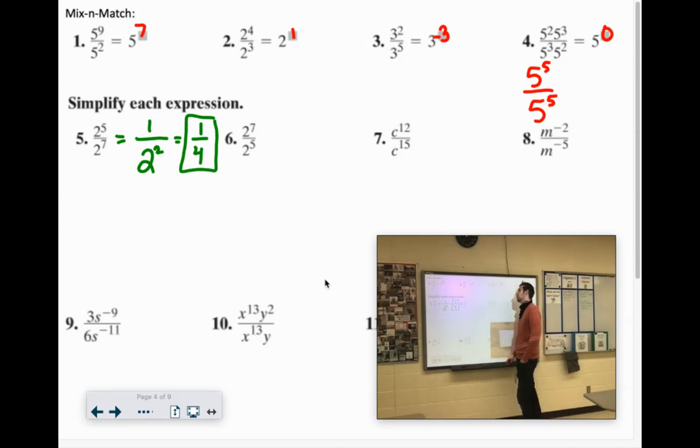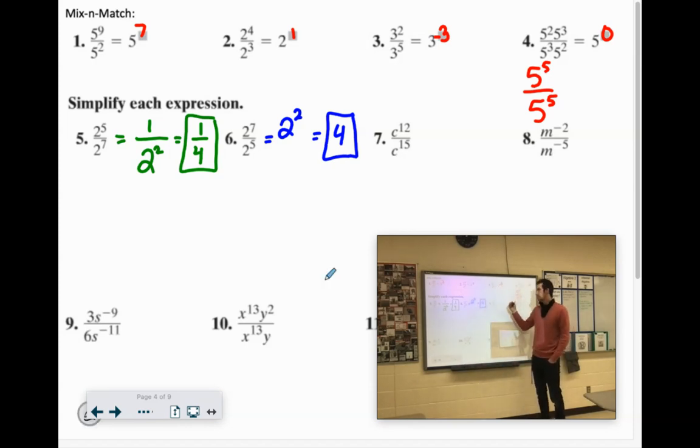2 to the 7th over 2 to the 5th. Very similar. There's more 2's up top. So if you did 7 minus 5, you'd have 2 to the 2nd. The denominator would be 1, but we don't need to write that. So then we'll just simplify 2 squared as 4.